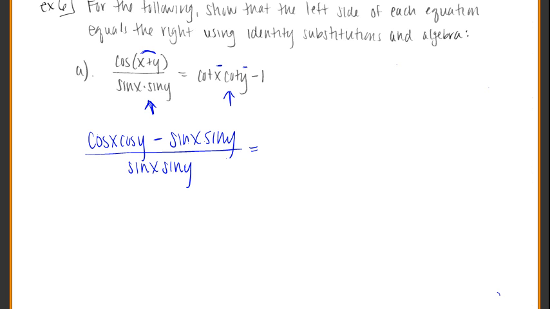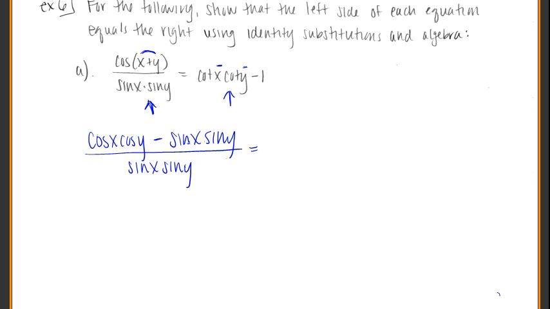Now don't you even think about getting tempted to cancel off the sine x, sine y. Can't ever, ever, ever do it. You can only cancel when everything's fully factored. And we don't have products up here in the top of this fraction. We have some products, but it's all connected by a minus sign. We don't have a grand product, so we can't do that.